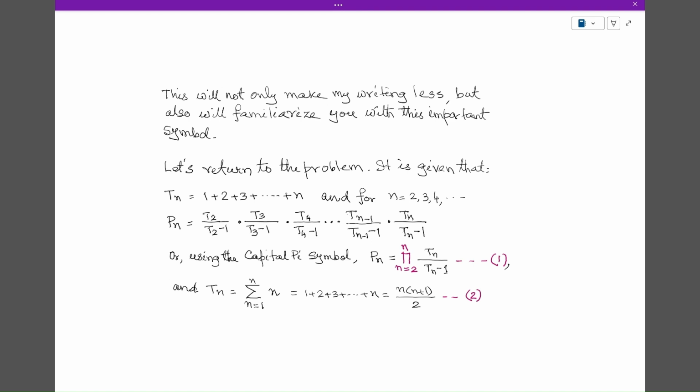Similarly, Tn is equal to sigma of n when n varies from 1 to n, that is 1 plus 2 plus 3 plus like this up to n, which we know is n multiplied by (n plus 1) divided by 2. Let us call it equation 2.